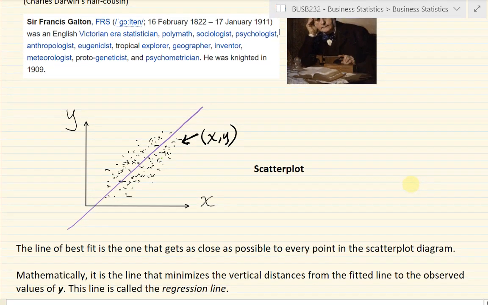Now, what is the criterion we're going to use for the line of best fit? So let's agree that the line of best fit is going to be the one that gets as close as possible to every point in the scatter diagram. Because we're looking for one continuous segment, a straight line, zigzags like this are not allowed. That's not going to be a line, as you can see. So we're looking for one line that goes through these data points.